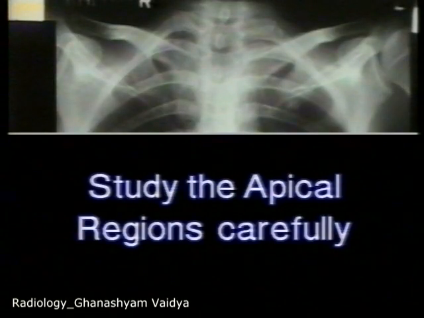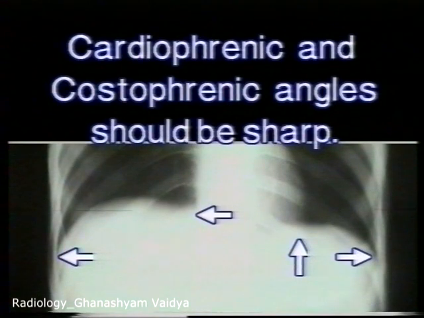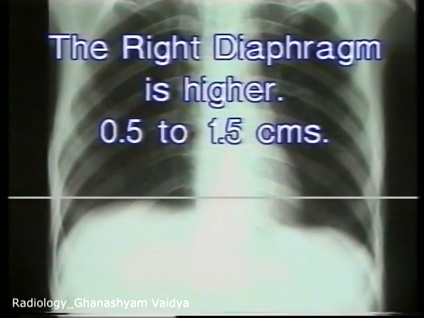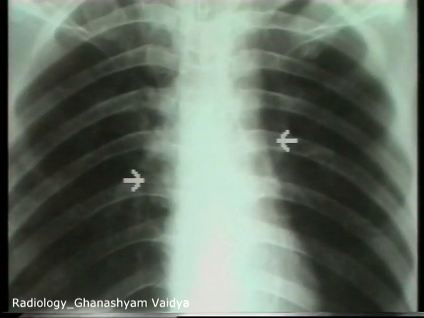Now study the apices very carefully, especially the area just behind the clavicles, where the earliest tuberculous lesions are found. If there is a bony asymmetry, look for a cervical rib. Then inspect the cardiophrenic and costophrenic angles. They should be sharply defined. Any obliteration of any of these angles is pathological. The right diaphragm should be 0.5 to 1.5 cm higher than the left diaphragm, and both should be smoothly curved.